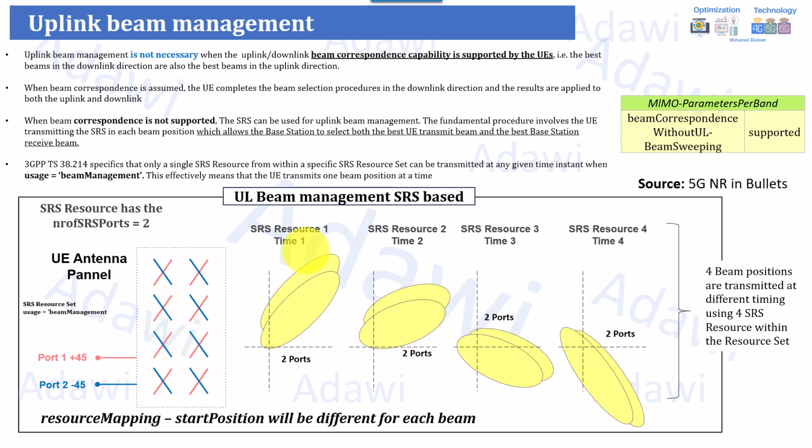For example, first of all, the number of ports is assumed to be 2, so all of them will have a 2-port configuration. But the start position, the phase and these kinds of things will differ from one to another, and also the timing, to be able to generate these different beams in different directions, as shown here. For example, the first beam was transmitted in this direction using 2 ports, then it changed direction, and again and again, as you can see here.